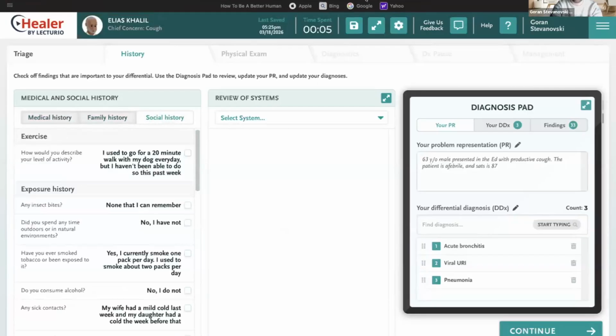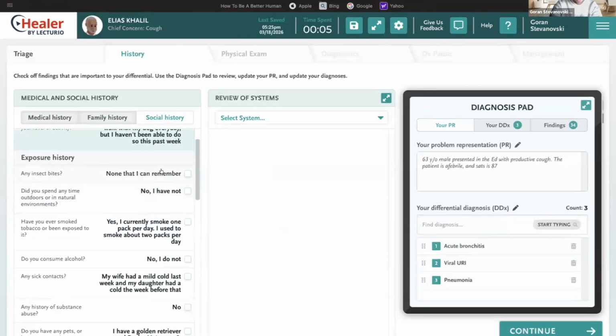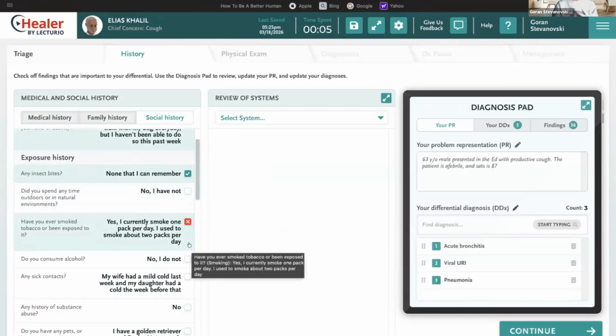So we had someone in the chat asking if this patient is a smoker. This is where we get the information for that. So he is walking 20 minutes a day, but right now he doesn't because he now has symptoms, no insect bites, and he is currently smoking 1 pack per day. So he used to smoke about 2 packs per day. Now he reduced it to one. So keep in mind, we have a patient with COPD that smokes.